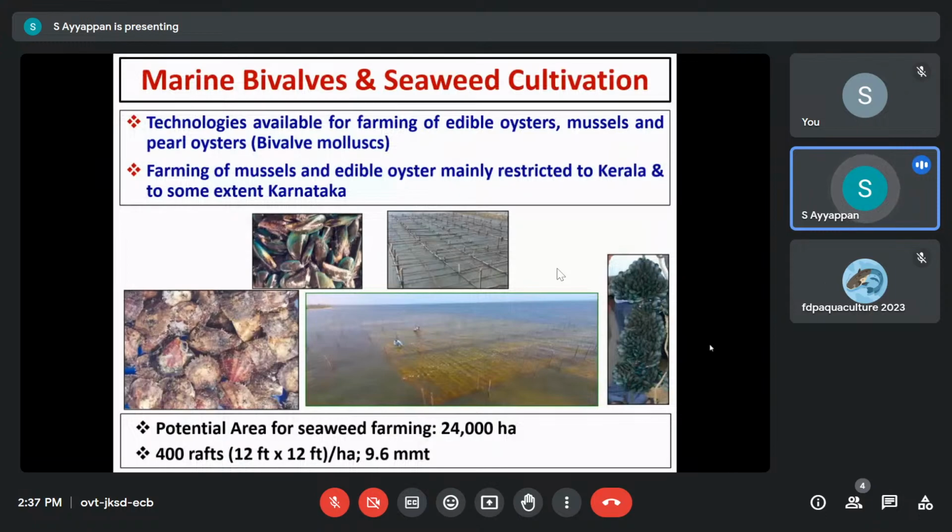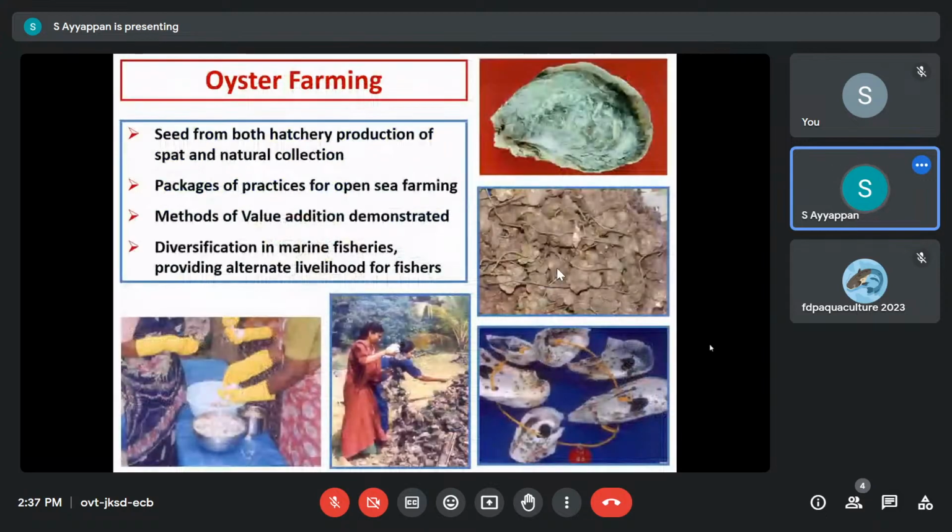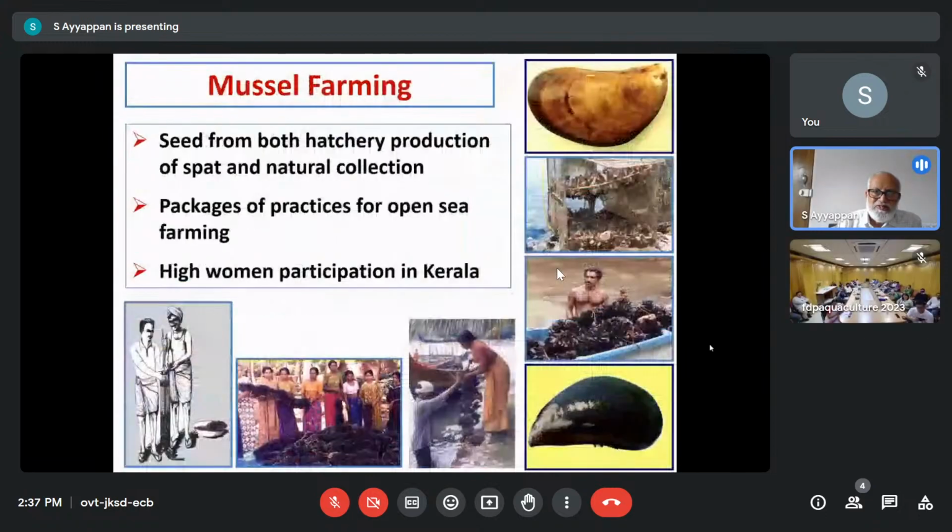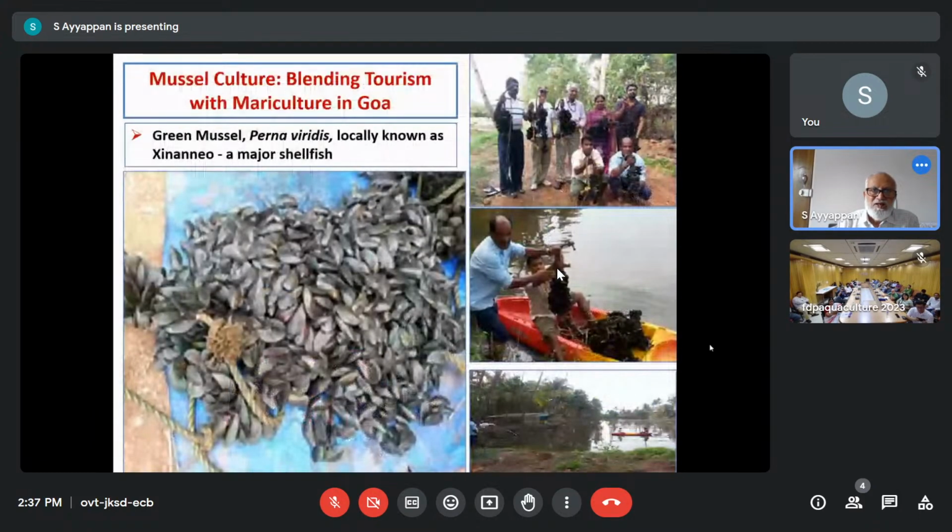Similarly, marine bivalves and seaweed cultivation. And again, a huge possibility. Seaweed processing is a problem, but then we have to link it up with the seaweed cultivation. Oyster farming, I just mentioned, mainly the women groups, self-help groups operating on this. Similarly, the mussel farming in different parts of Kerala, Karnataka, and the southern west coast, particularly.